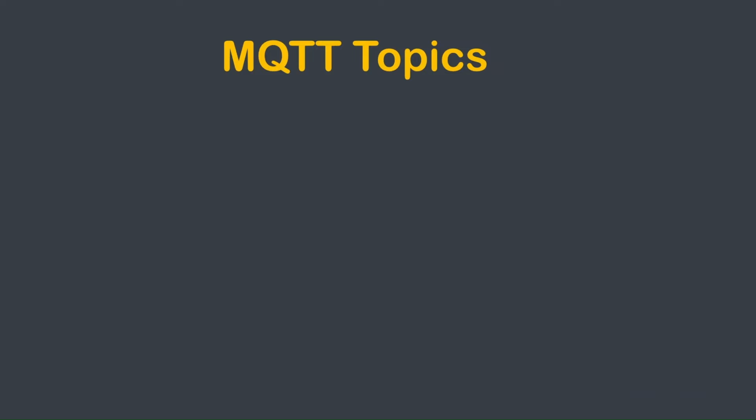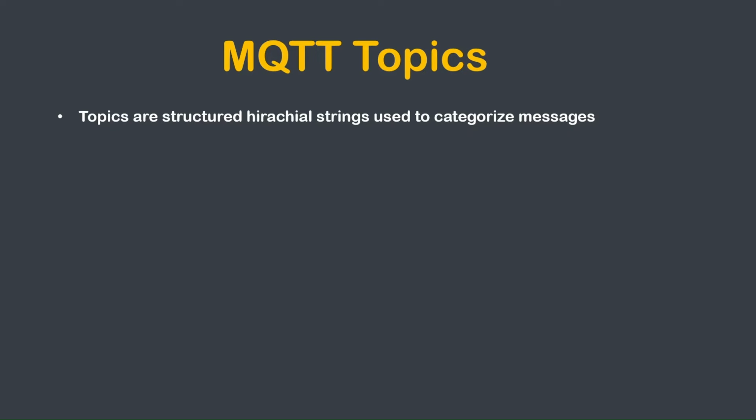Let's understand what MQTT topics are. Topics are structured hierarchical strings used to categorize messages. In topics, we use / to separate the levels in the topic. For example, we can take a look at this topic, which is home/living room/temperature. Here, home is one level, living room is one level, and temperature is another level.